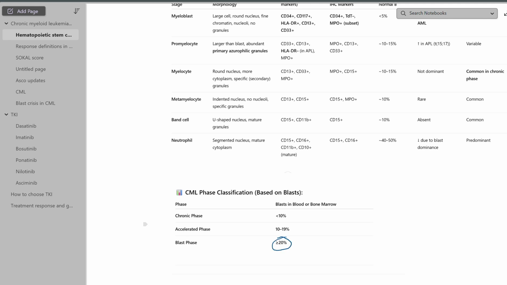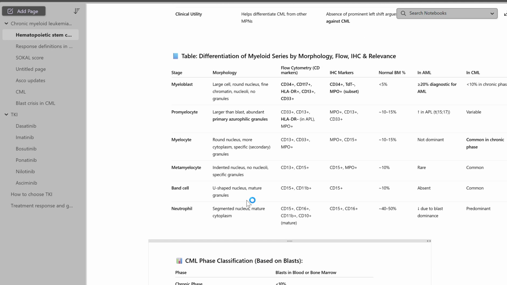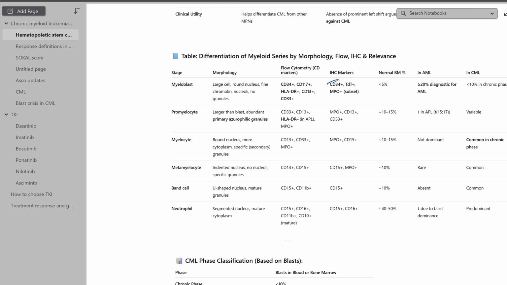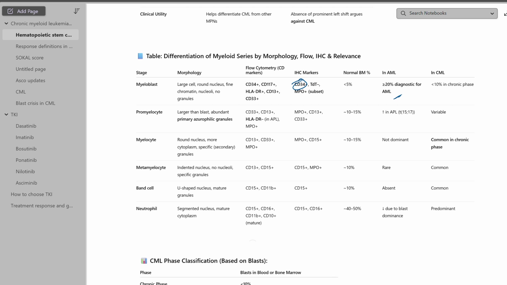And blast phase is supposed to be treated very aggressively. So myeloid stem cells come from myeloblasts, which are CD34 positive, and this can be quantified by flow cytometry. And greater than 20% is diagnostic for AML. Now, AML is greater than 20%, CML less than 10%.